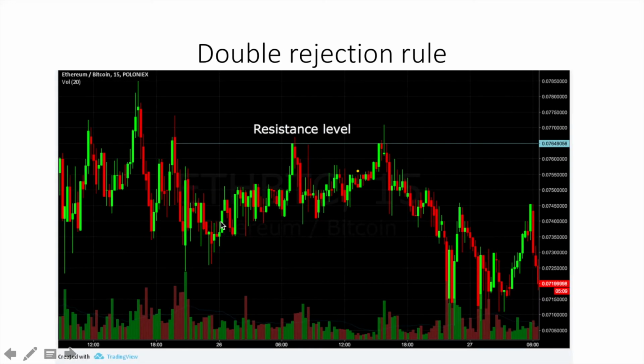Let's look at another example. It's the Ethereum Bitcoin 15 minutes chart from Poloniex. This is the first point where price rejected, then price goes down, goes up again and rejects from almost the same level as the first time. We have a double confirmation of the same level. Then price goes down and rejects a third time. So this is bold confirmation that we have a resistance level somewhere here.